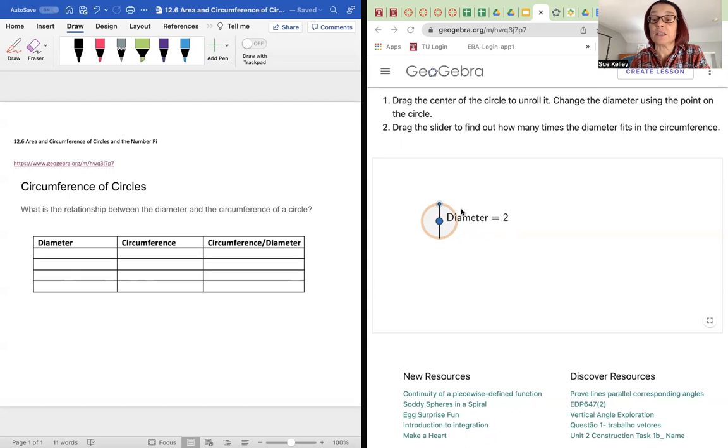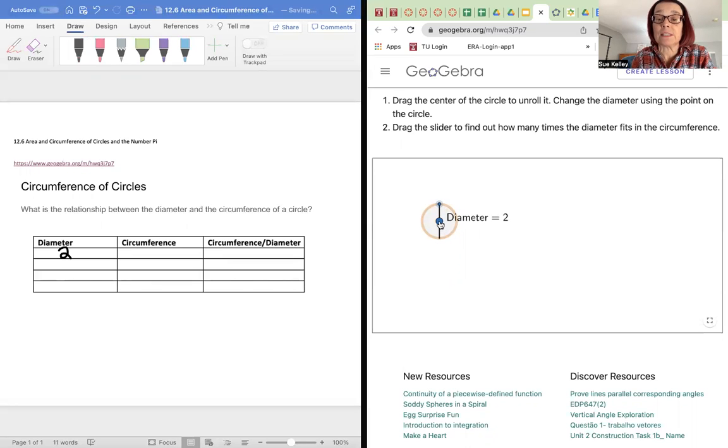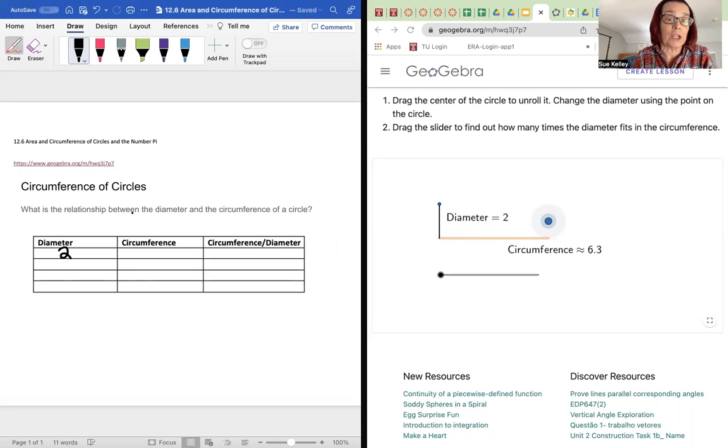So I've started this demonstration with a diameter of 2. I'm going to fill that into my chart. Diameter of 2. And now I'm going to click on the center of the circle and drag this out. What it's doing is unrolling the circumference of the circle. Now it tells us that it's about, that's what those two wiggly lines mean, about 6.3. So I'm going to fill that into my chart as well. 6.3.